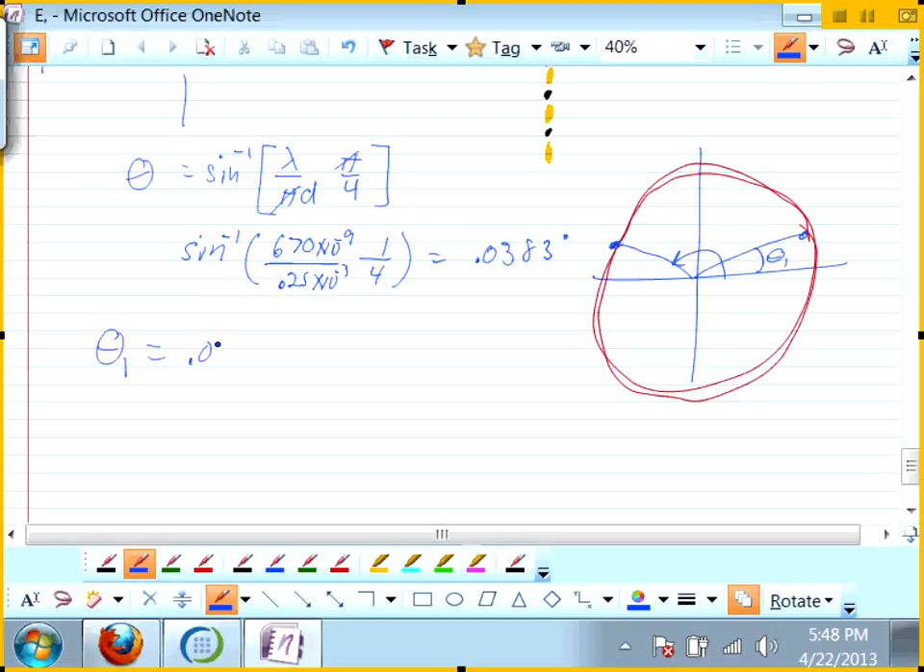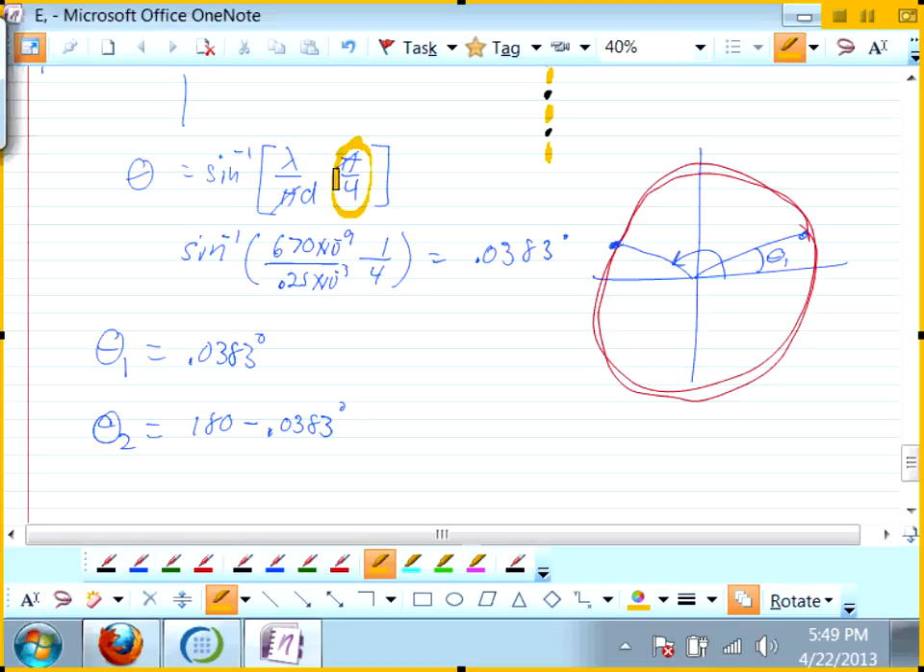So if theta 1 is 0.0383, what's theta 2? 180 minus 0.0383. So that's one place where we've got a multiple angle issue going on.